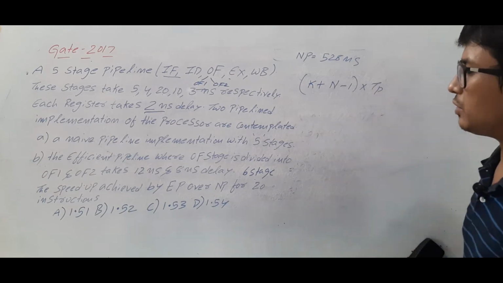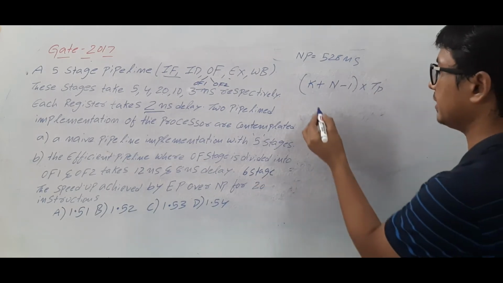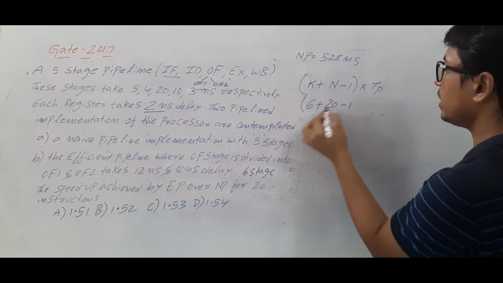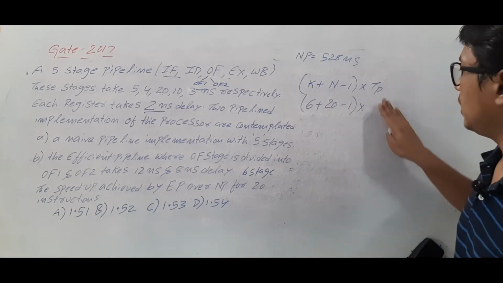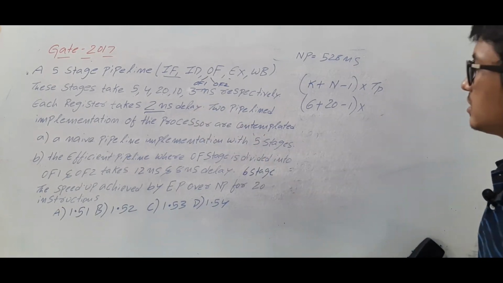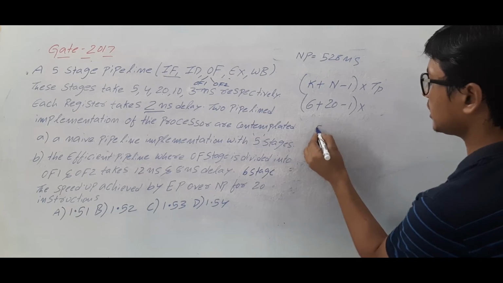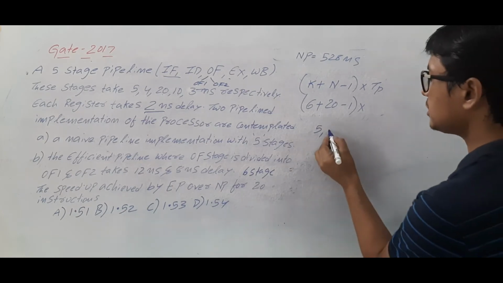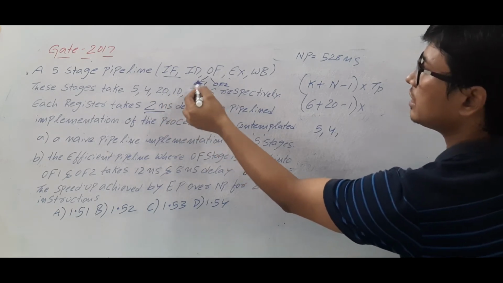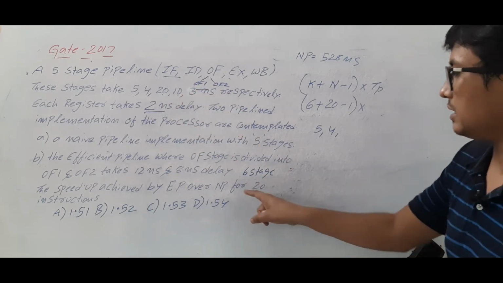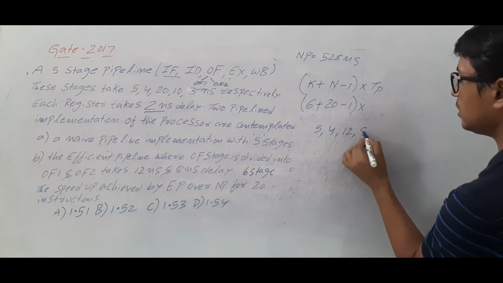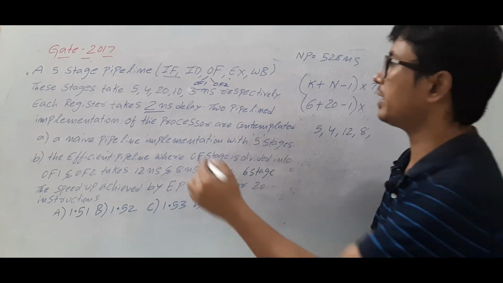What is the k value here? It is a 6-stage pipeline. So 6 plus n, which is 20, minus 1, into Tp. What is the Tp here? We have 6 stages. Stage 1 is taking a delay of 5. Stage 2 is taking a delay of 4 nanoseconds. Now stage 3, they have divided into 2, consisting of 12 nanoseconds and 8 nanoseconds. So 12 comma 8. Are you able to understand?